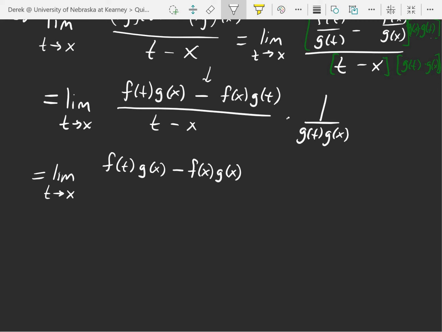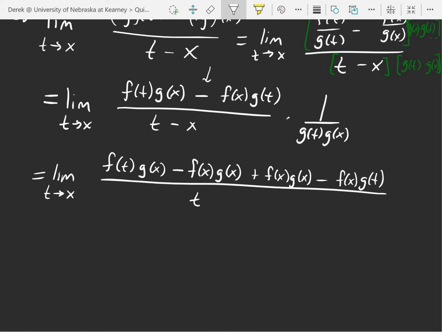And then, because I subtracted it off, I have to add it back in, f of x, g of x, and I need to subtract off f of x, g of t. This is all over t minus x, and it's times 1 over g of t, g of x. I've got equality because I just added and subtracted the same thing in that numerator.